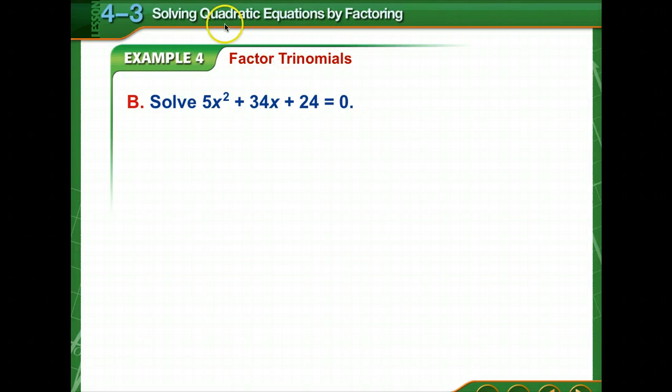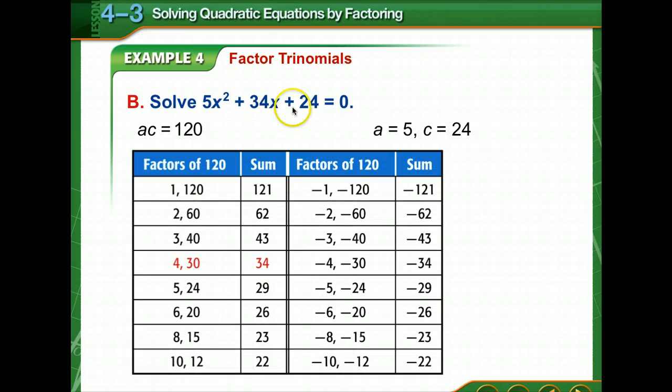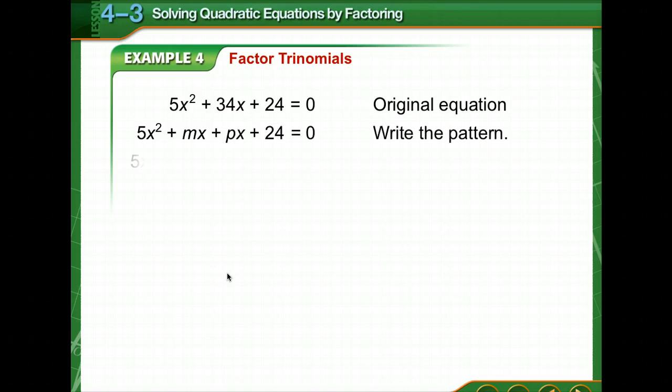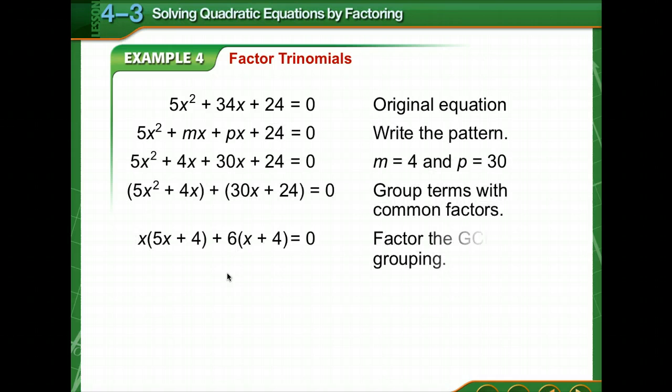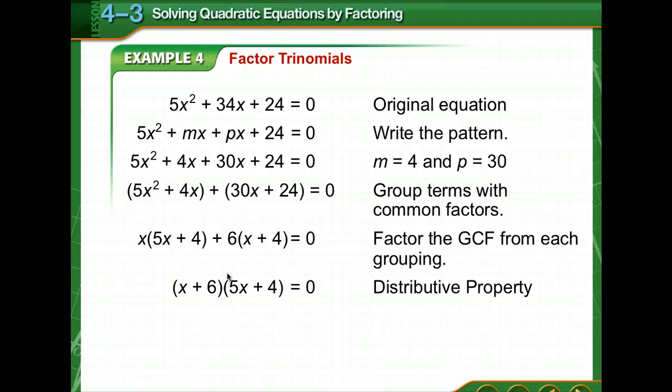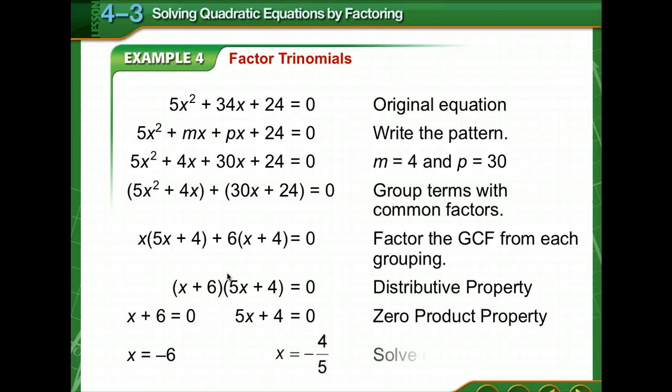Okay, this one, using the AC method as well. So we've got to find factors of 5 times 24, so 120, that are going to add up to be a positive 34. So this tells us both the signs will be the same, and both of those signs will be positive. So 4 and 30. We're going to group them, factor out the greatest common factor. Now we're going to set them both equal to 0. So our answers are negative 6 and negative 4/5.